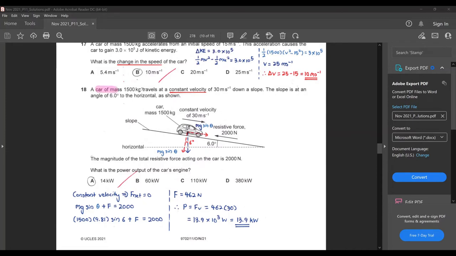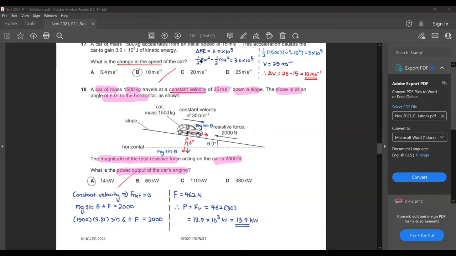You have a car of mass 1,500 kg that travels at constant velocity of 30 meters per second down a slope. This slope is at an angle of 6 degrees to the horizontal as shown. The magnitude of the total resistive force acting on the car is 2,000 newton. What is the power output of the car's engine? Okay, so what is the power output of the car's engine given that this car was moving at constant velocity, 30 meters per second down the slope?